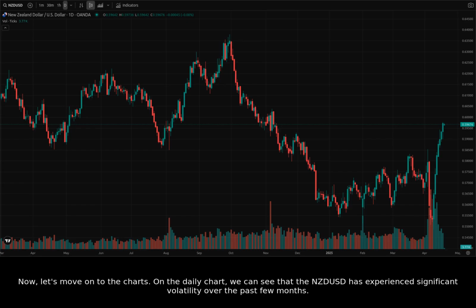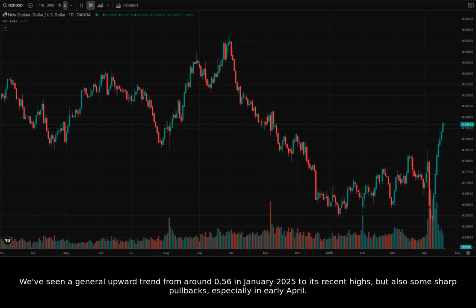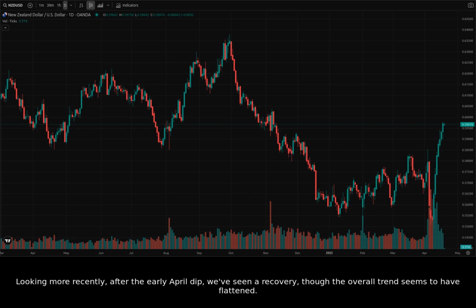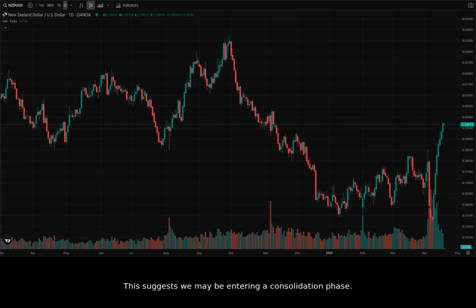Now, let's move on to the charts. On the daily chart, we can see that the NZDUSD has experienced significant volatility over the past few months. We've seen a general upward trend from around 0.56 in January 2025 to its recent highs, but also some sharp pullbacks, especially in early April. Looking more recently, after the early April dip, we've seen a recovery, though the overall trend seems to have flattened. This suggests we may be entering a consolidation phase.